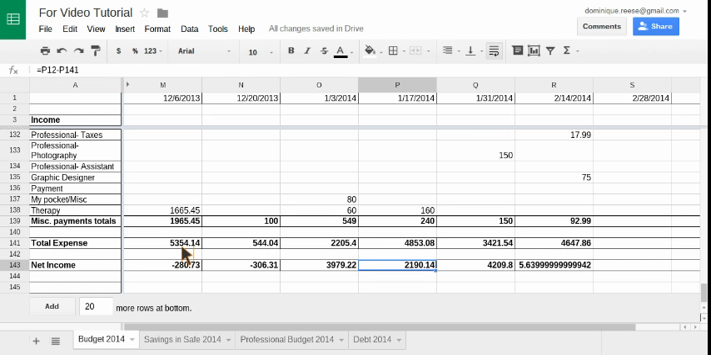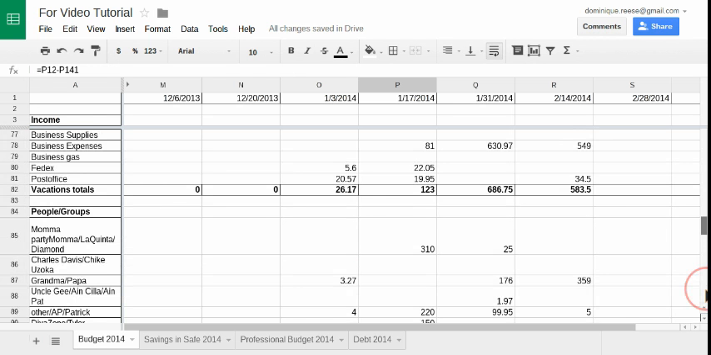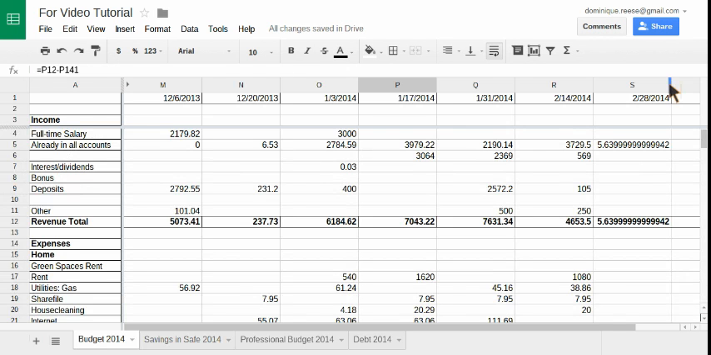So for example, 21.90 and 14 cents, which is here. We should be able to then see this same amount, 21.90 and 14 cents, here already in all accounts. And remember, already in all accounts represents way back here when we first entered in the amount of money in all of our accounts before we got paid.